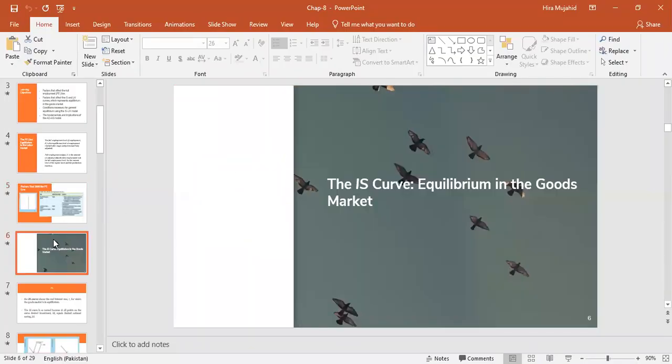Now we will discuss the IS curve. The second of the three markets in our model is the goods market. Recall from chapter 4 that the goods market is in equilibrium when desired investment and desired national saving are equal, when the aggregate quantity of goods supplied equals the aggregate quantity of goods demanded. Recall that adjustments in the real interest rate help bring about equilibrium in the goods market.